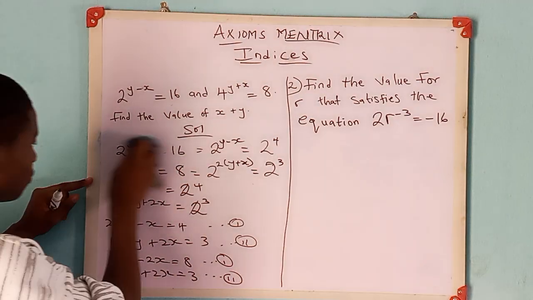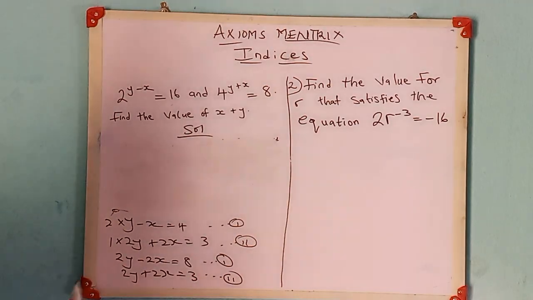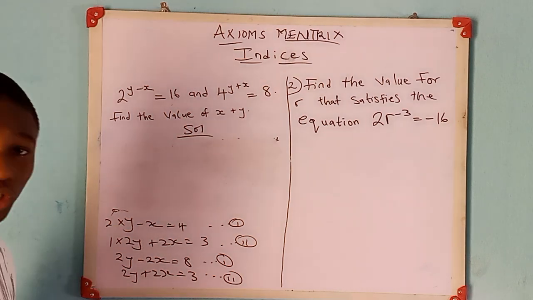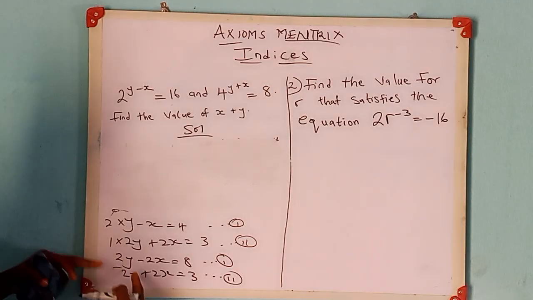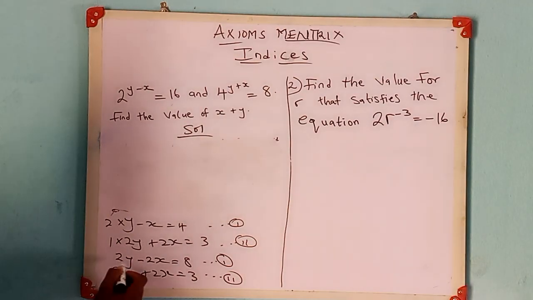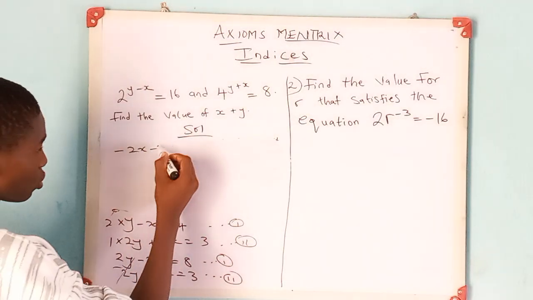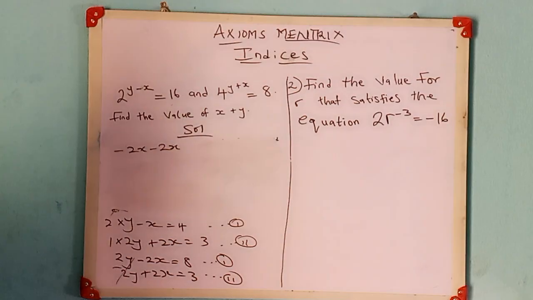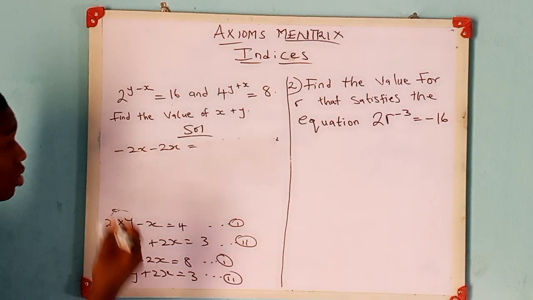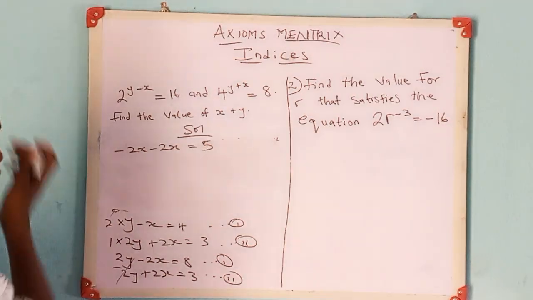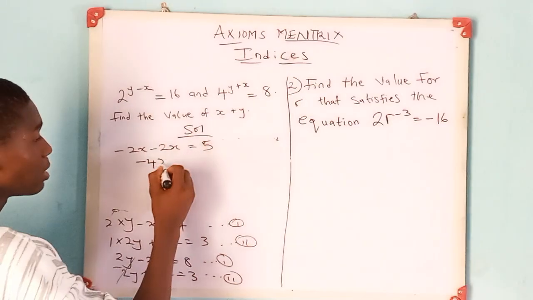Now let me wipe this part. From this place, I can do the elimination, which says I should subtract the two equations. So I'm saying this equation minus this, which is 2y minus 2y, which is going to cancel out. Then I have minus 2x minus 2x again, equal to 8 minus 3, which gives me 5. So from this place, I can say minus 2x minus 2x gives minus 4x, which is equal to 5.